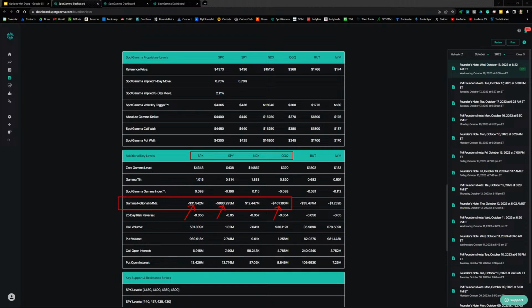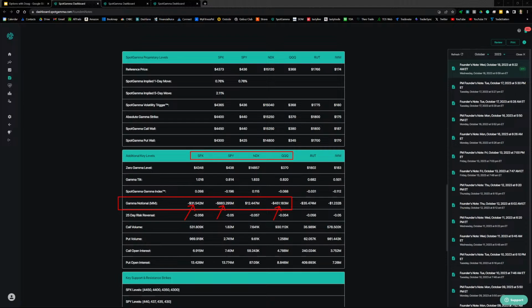And those levels did change from yesterday. For SPY, gamma notional actually became a little bit less negative, and for SPX, NDX, and QQQ, the numbers shifted lower. So for SPX and QQQ, they shifted more negative for QQQ, and shifted back to negative for SPX. Yesterday, gamma notional did shift positive for SPX, and now it's slightly negative again.